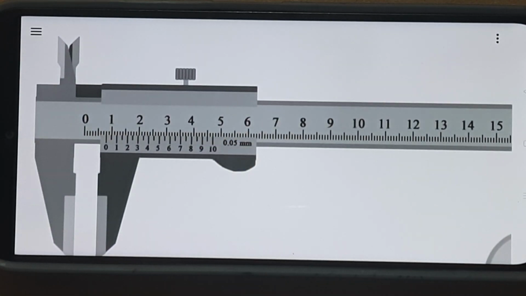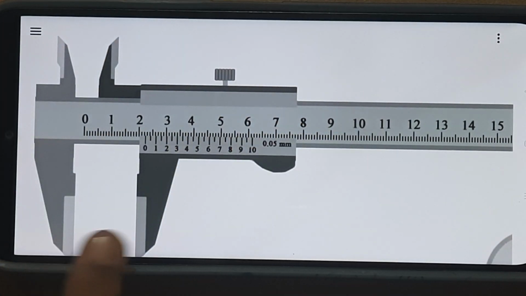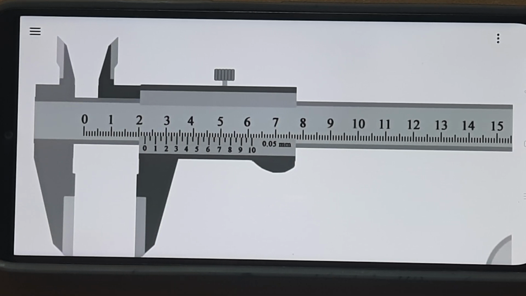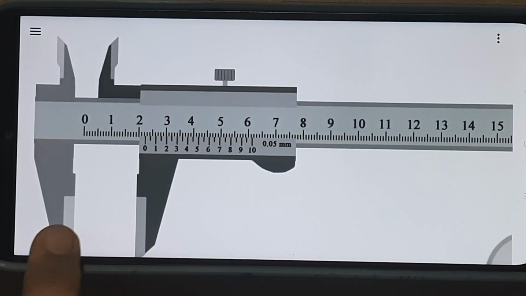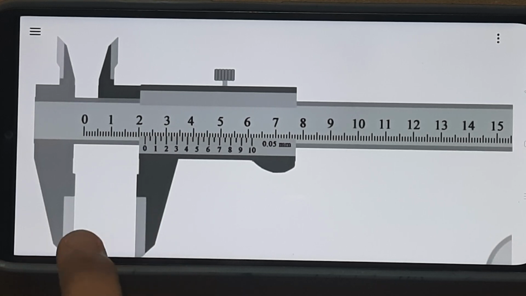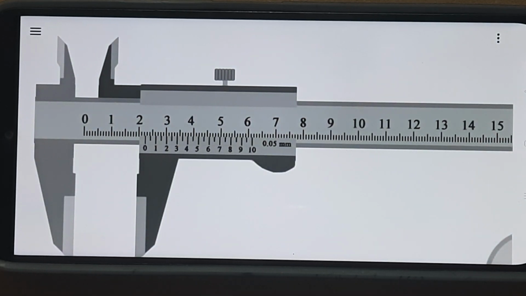It consists of two jaws. Those are upper jaws and lower jaws. These two are upper jaws and these both are lower jaws. By using the lower jaws, we can measure the outer dimensions of an object, and by using the upper jaws, we can measure the inner radius of an object.